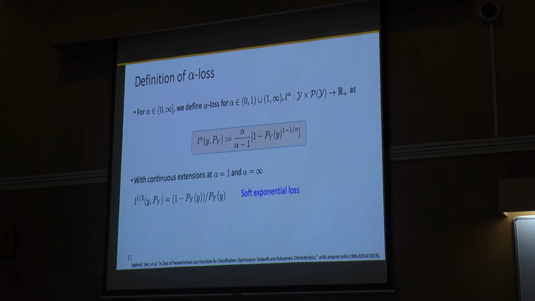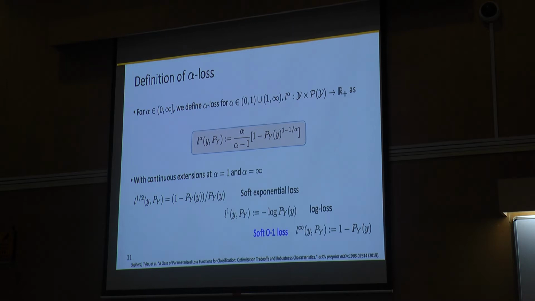All right? And the way this loss function is written, you can have continuous extensions at 1 and infinity, and if you plug in alpha equals half, you get what's called a soft exponential loss. If you plug in alpha equals 1 and you do your L'Hopital's and all that, you get log loss, negative log loss. If you plug in alpha equals infinity, you basically get 1 minus the probability of correctly decoding, which is really the probability of error. Okay? So this loss function class recovers some of the well-known loss functions that are used in learning.